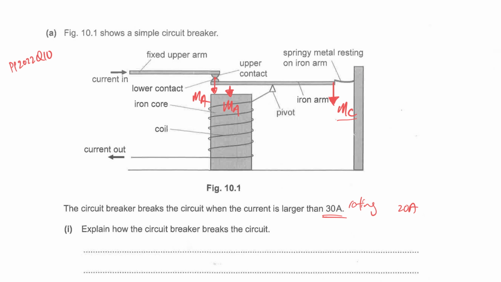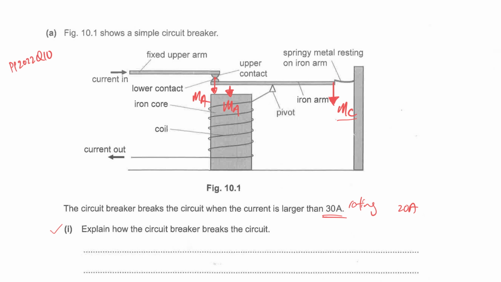So now, as long as we understand the purpose of this springing matter and the fact that there must be a downward force on this side here on the iron arm, we can go ahead and answer the question. Now, the first question asks you how the circuit breaker breaks the circuit. So let's go through step by step.